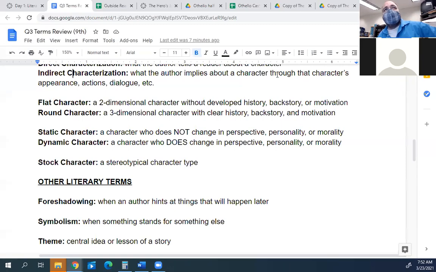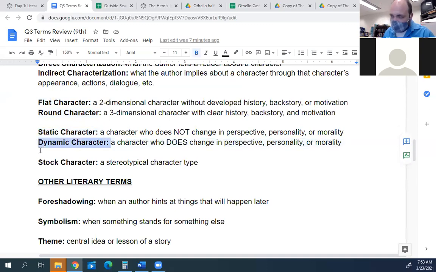Sometimes, though, a flat character becomes a round character. You want to pay attention to that. It's usually thematic. If an author has a character that doesn't have a lot of development throughout the story, and then all of a sudden we learn more about that character, can place them and understand their background, there's something going on there. If we have a static character who becomes dynamic, there's something thematic going on there.